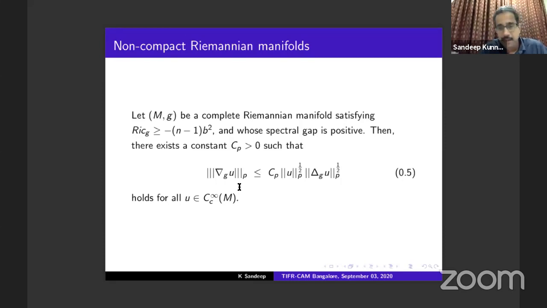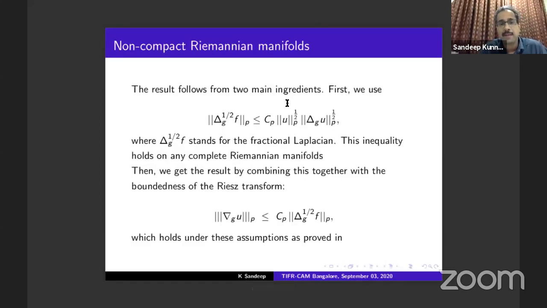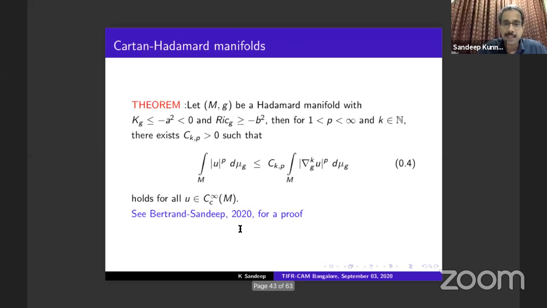This basically comes from a multiplicative inequality like this, which holds on any complete Riemannian manifold. Then you need another inequality, which is basically an estimate on the boundedness of the Riesz transform. For that, you need the boundedness from below of the Ricci curvature. I'm not going into the details because of lack of time, and I refer to our paper if you are interested. The main thing I want to stress here is that I have this kind of Poincaré type inequality under two conditions. You have the Hadamard manifold.